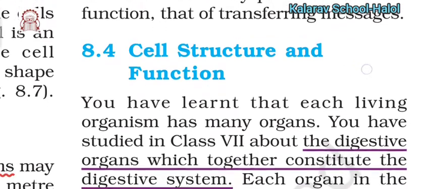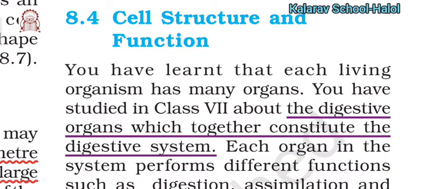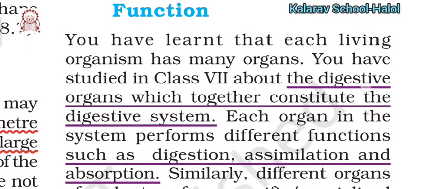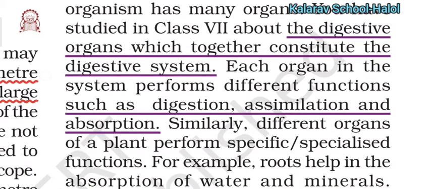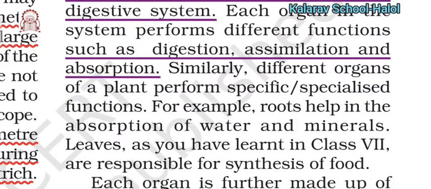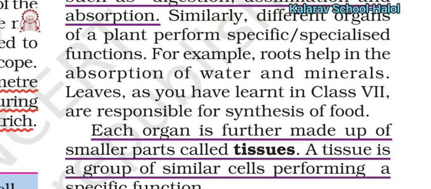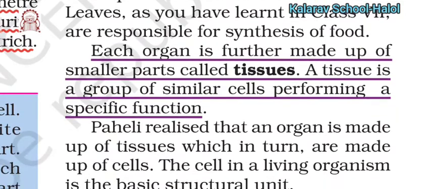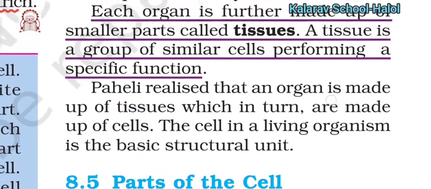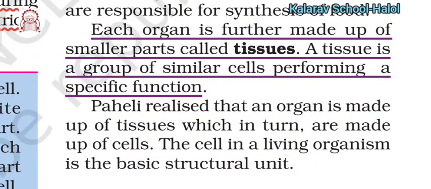Cell structure and function. The digestive organs together constitute the digestive system. Each organ performs different functions such as digestion, assimilation and absorption. Different organs perform different specialized functions. Roots help in absorption of water and minerals, leaves help in synthesis of food. Each organ is made up of smaller parts called tissues, and tissue is formed from cells performing a specific function. So we can say that organ is made up of tissue, and tissue is made up of cells. The cell is the basic structural unit in living organisms.